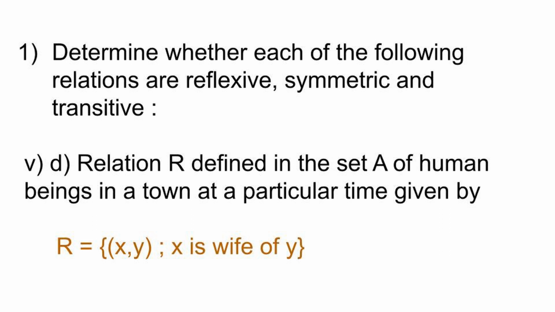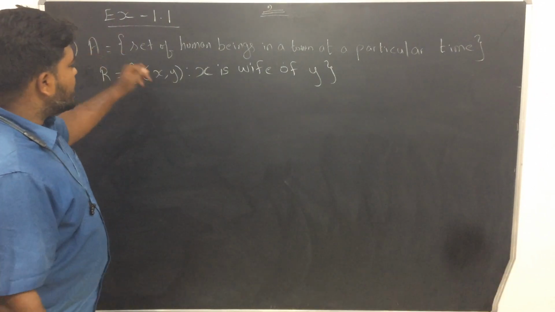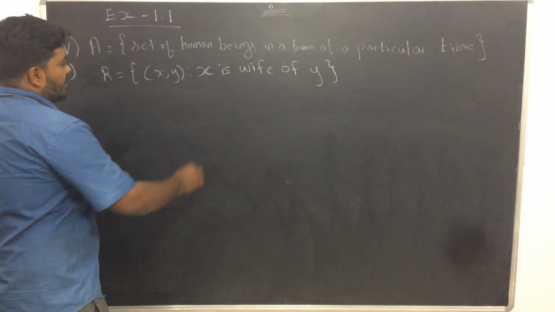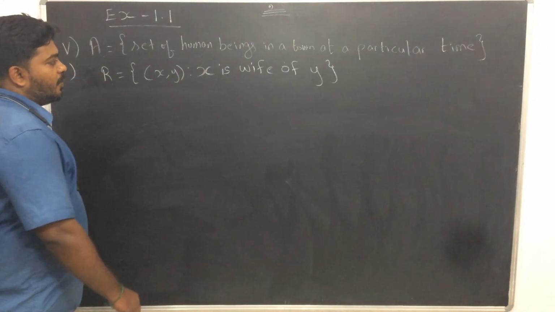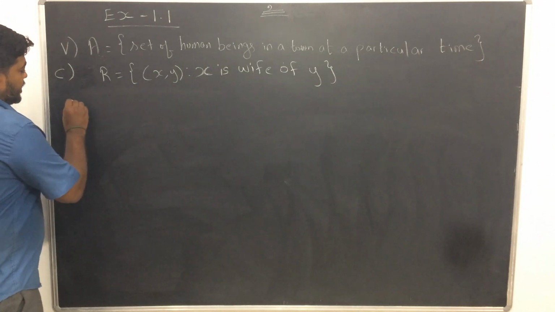Now, for subdivision C. So, set A is the same. It is a set of human beings in a town at a particular time, and the relation is defined on A such that x is wife of y. So, this is the condition for the relation: x has to be the wife of y. Okay. Now, let's start the checking for reflexive.